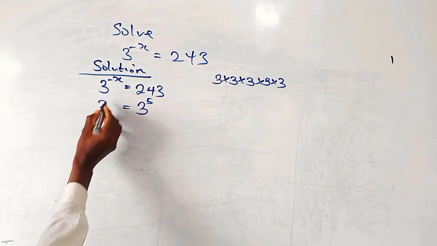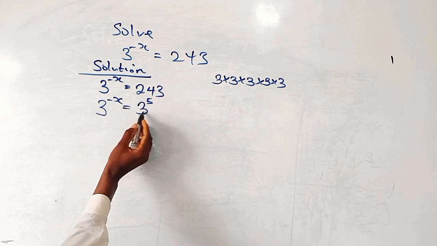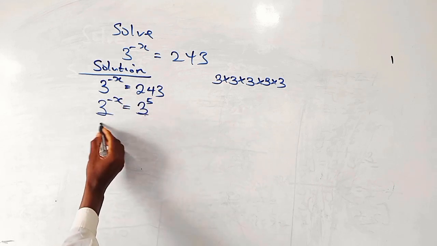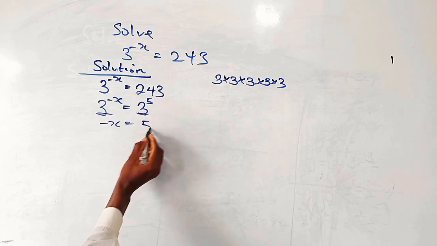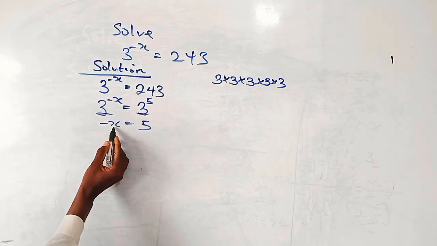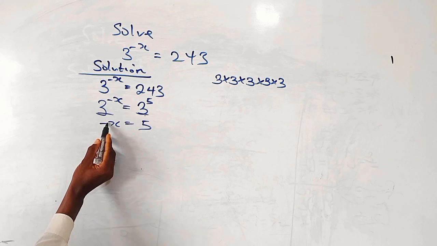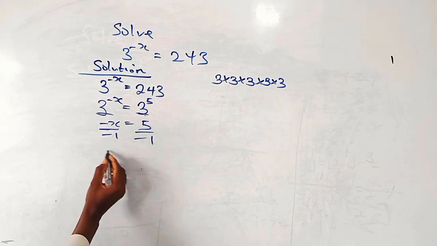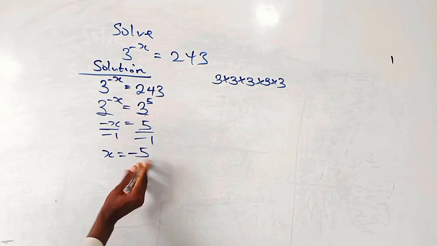Okay, here I have 3 raised to power minus x. Now I have the same base, so I can do away with it. I have minus x equals 5, but I want x to stand on its own, meaning I have minus 1 as a coefficient here. So I divide both sides by minus 1. So by the time I do that, I have x equals minus 5.